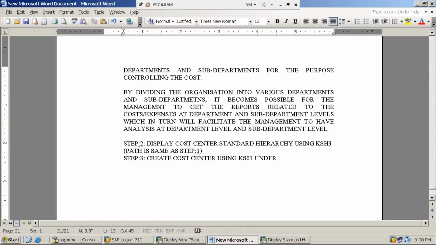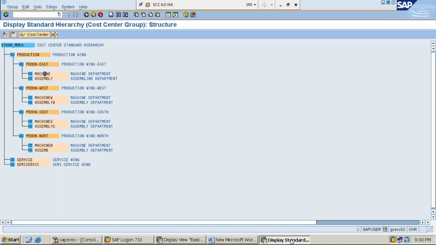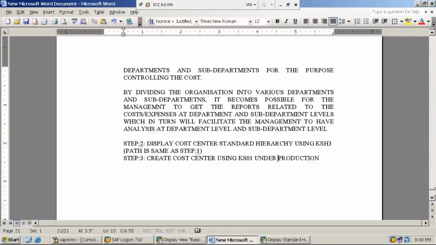Under production, under production east, under machine group of production east. Create cost center using KS01 under machine group of production east. Keep this in brackets from the under. Okay, please take down the path.